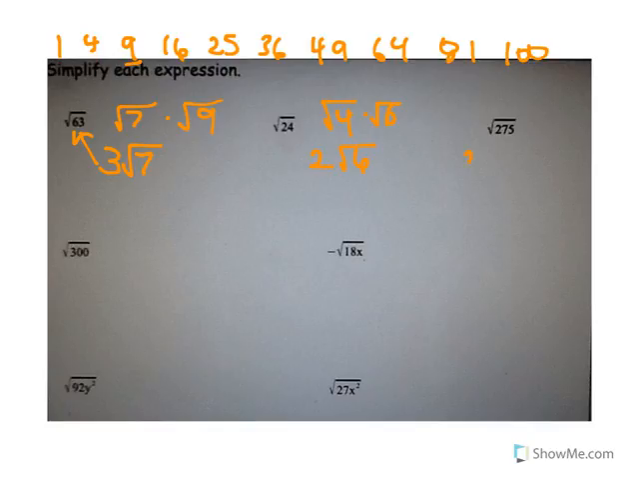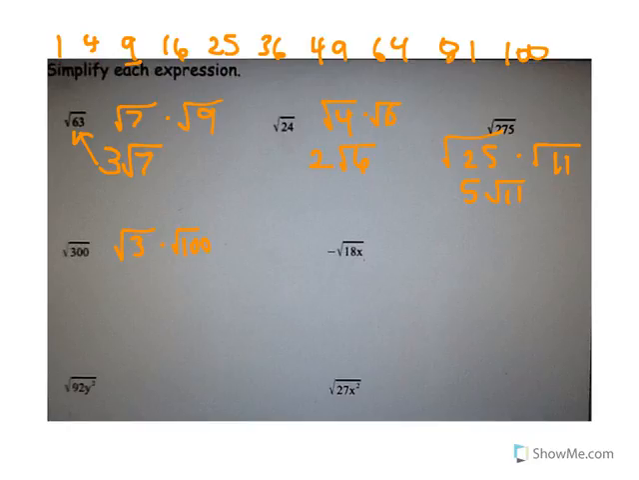For this one here, it's going to be the square root of 25 times the square root of 11. When you do that, that's now 5 times the square root of 11. For the square root of 300, it's going to be the square root of 3 times the square root of 100.